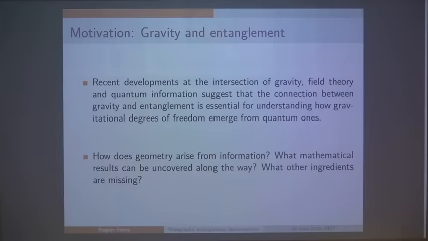So the motivation for this talk is that recent developments at the intersection of gravity, information theory, and field theory essentially suggest that in order to understand quantum gravity, we should really be understanding entanglement. And in particular, it's interesting to think about, maybe broadly, how geometry can arise from information, if it does, and also if there are some mathematical results that can be obtained as we go along the way.